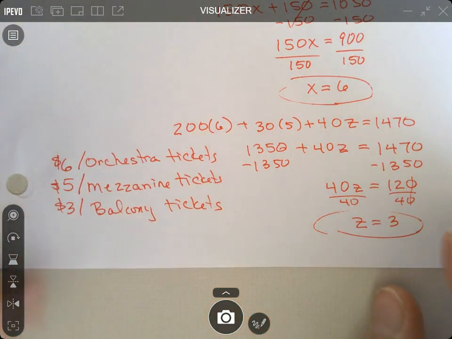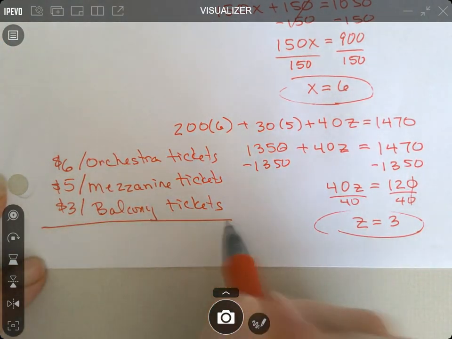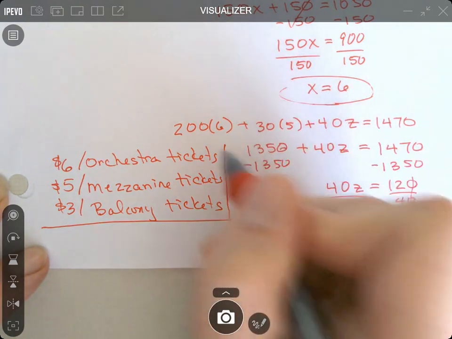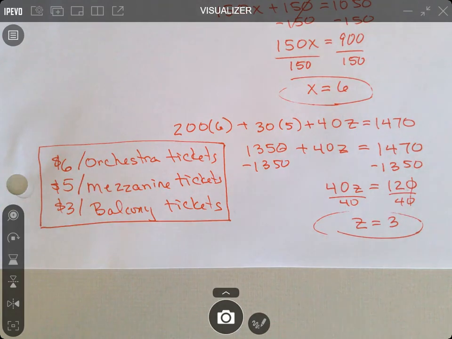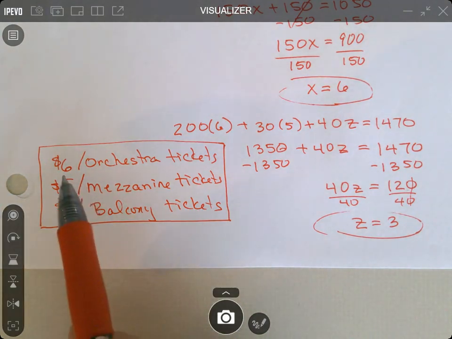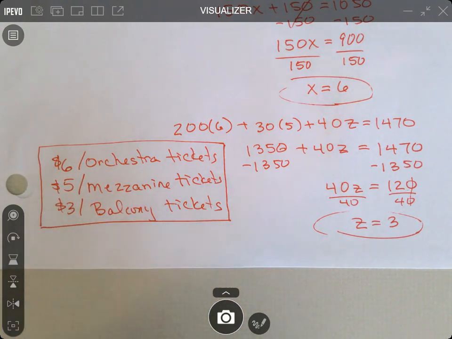So we've got the work to back it, but notice that each variable represented something, and you almost have 2 labels, that it was dollars and what it was for. We want to check it. I would take these 3 x, y, and z values and plug it into one of the equations that I didn't use at the end.